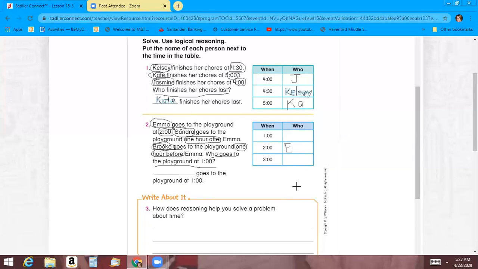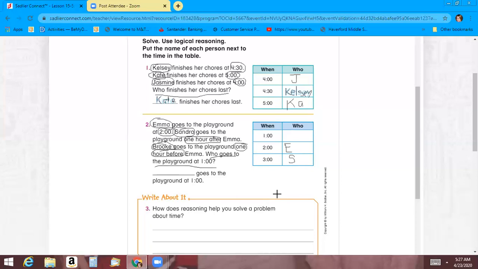Sandra goes to the playground 1 hour after Emma. So if she goes 1 hour after, she's going the next hour forward. So if it was 2 o'clock, the next hour would be 3 o'clock. So you can go ahead and put Sandra's name here because Sandra goes at 3 o'clock, because she's going 1 hour later.